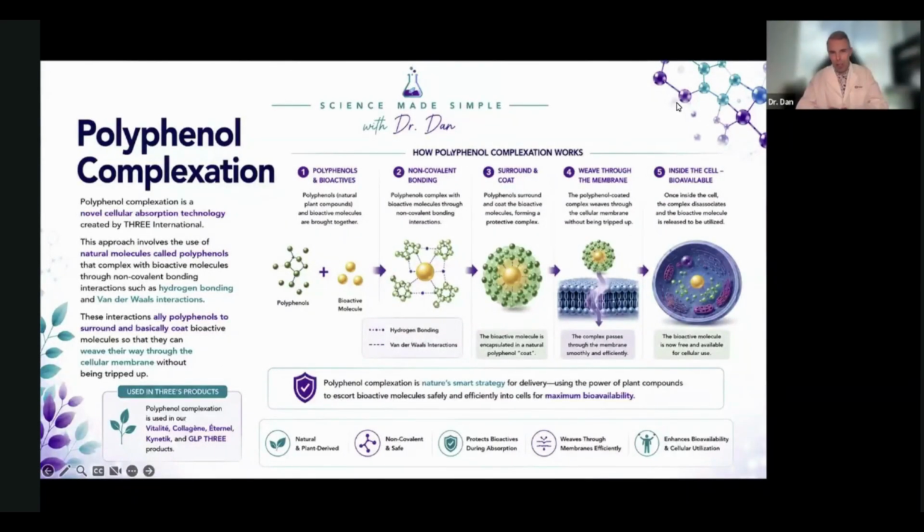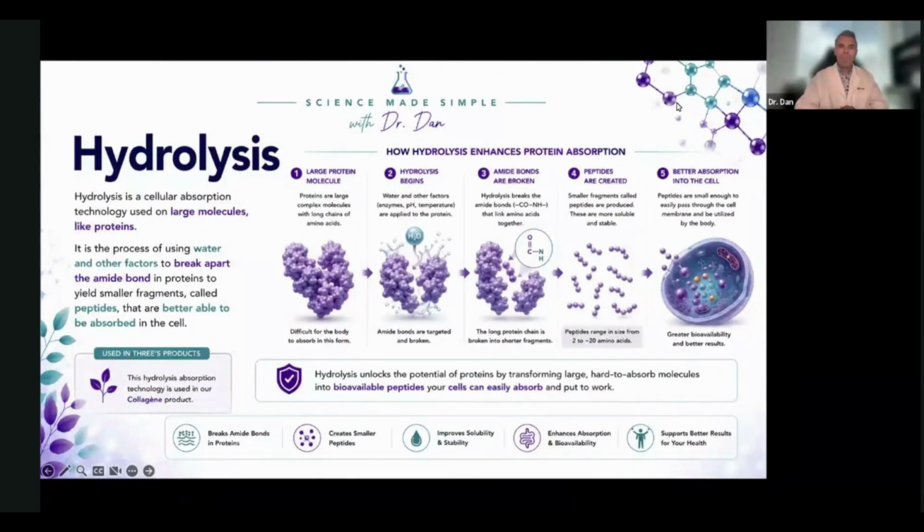If we're using natural molecules, we need to find nature's natural approach. And so that's what we've done. It takes a lot of time. Sometimes it takes a lot of effort to figure out how to do that, but that's what we do.